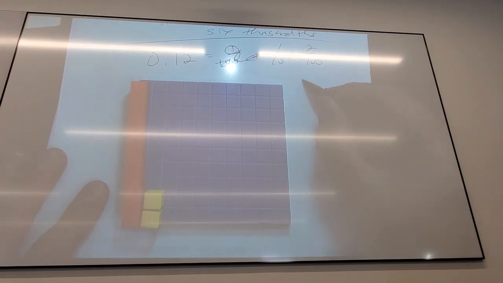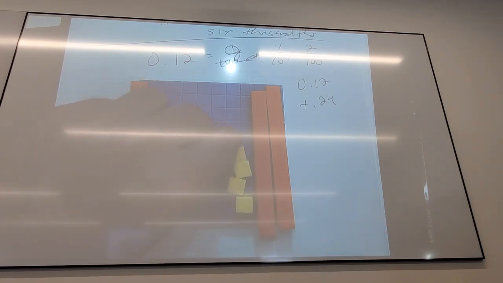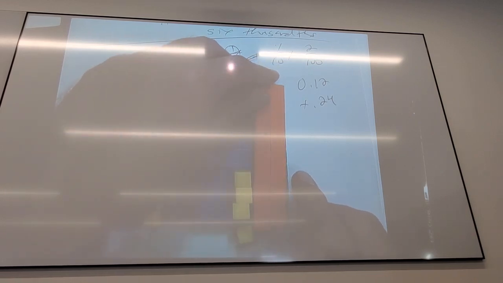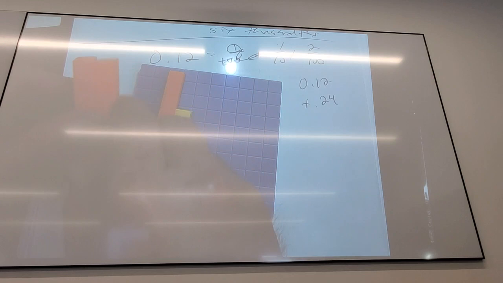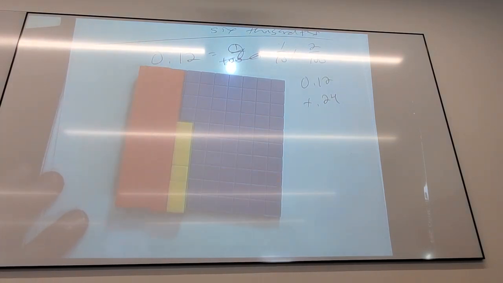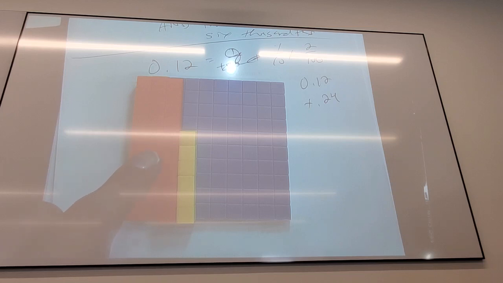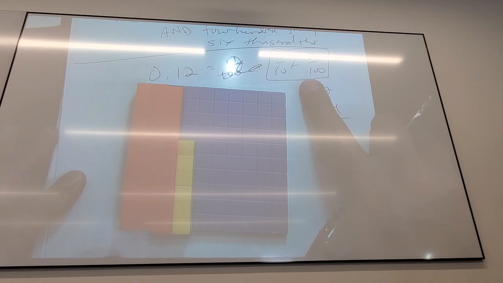So if I wanted to add 0.12 plus 0.24, there's 0.12, here's 0.24. This feels a lot like the stuff we did earlier this semester. It's exactly the same idea. So what do I get? 3 tenths and 6 hundredths. Or like you said, 3 tenths, 6 hundredths.